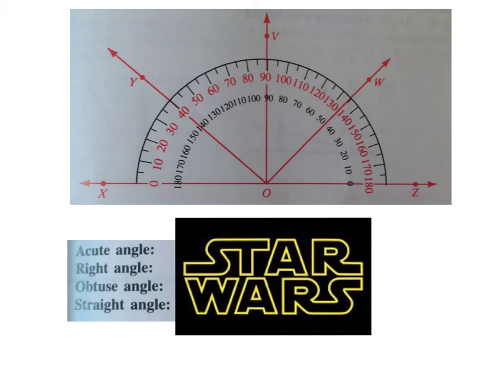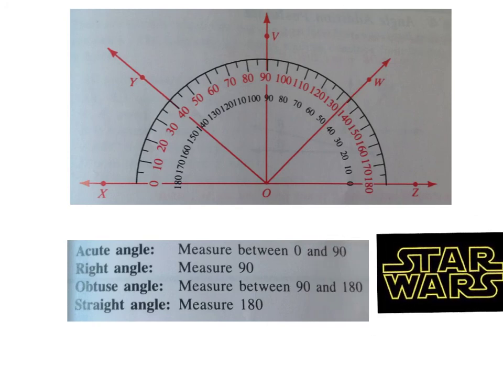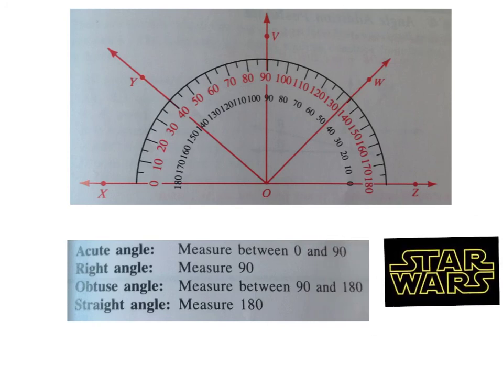And I know you already know, so I'm going to go ahead and move your Star Wars emblem away so that you can go ahead and write what you already knew: an acute angle has a measure between 0 and 90 degrees. A right angle is obviously 90 degrees. An obtuse angle is larger than 90 degrees but smaller than 180 degrees. And a straight angle is 180 degrees.